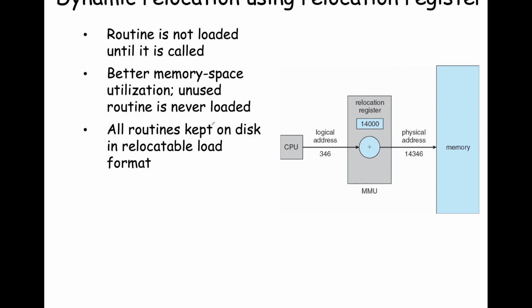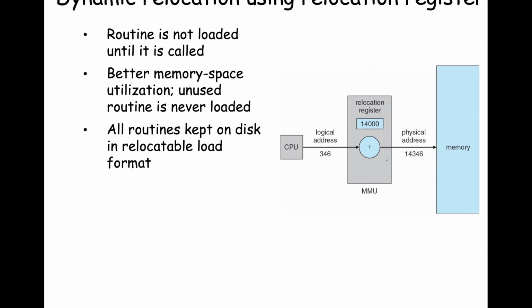So in the beginning, this relocation is dynamic, and dynamic uses the relocation register. Initially, a function or routine, which is a block of instructions, is not loaded until it's actually called. And this gives you a lot better utilization of memory, because why load something into memory to take up space if you're not going to use that function all the time? And so all the routines are kept on disk and stored in a relocatable format. And then once you call the function, the code for that function is loaded into memory, and then the relocation address comes into play as you're generating logical addresses.